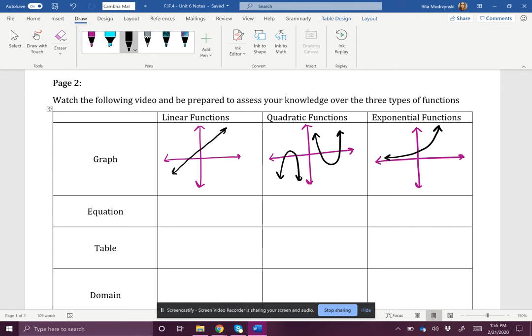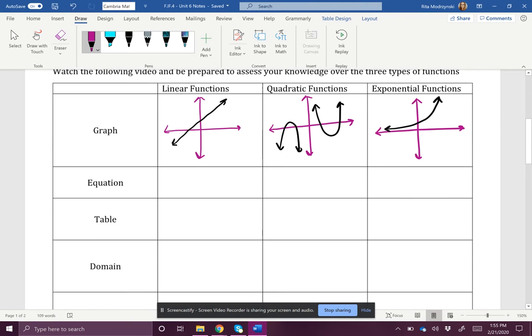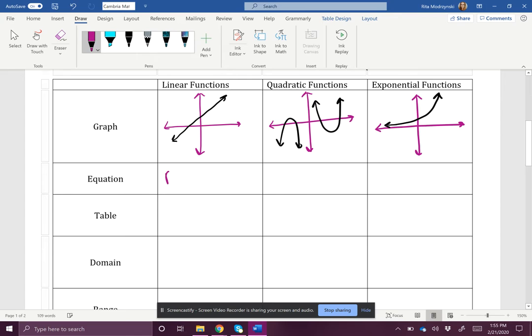Now with the equations, we're just going to look at the standard form of each one. You'll notice some similarities and some differences in these as well. Equations for linear functions are typically in the form of f(x) = mx + b, where we have a slope and a y-intercept. The slope would be m, the y-intercept would be b. Notice that the power on the x value is just 1. We don't see it, but we know if it's not there, there's a power of 1.